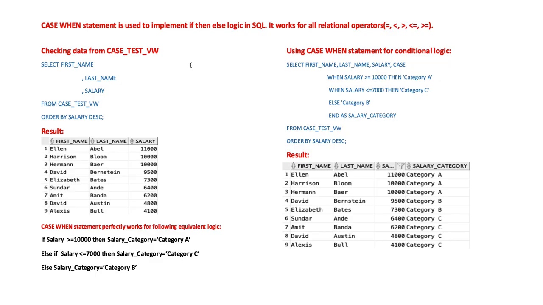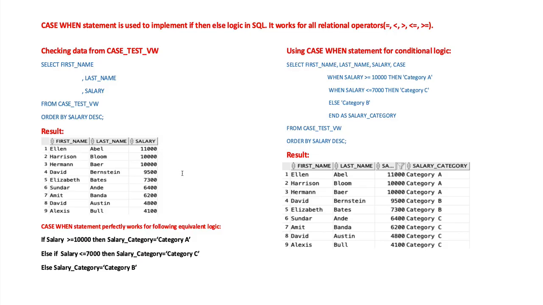To explain this question, we have one view here. Its name is case test view. Let me check the data first. I am selecting first name, last name, salary from case test view, and I am sorting data by salary descending order. After running this code, it will display the result as shown below. It has 9 records and 3 columns.